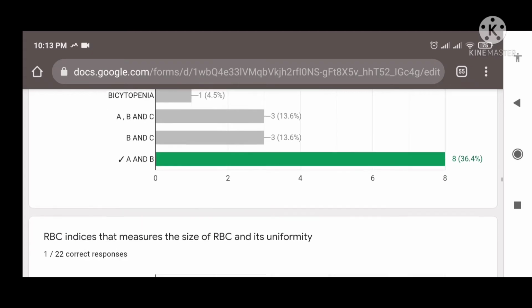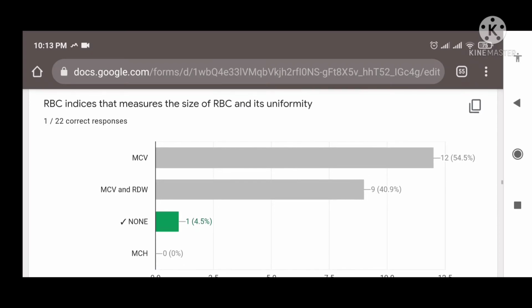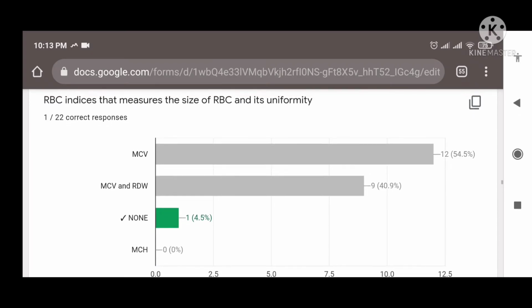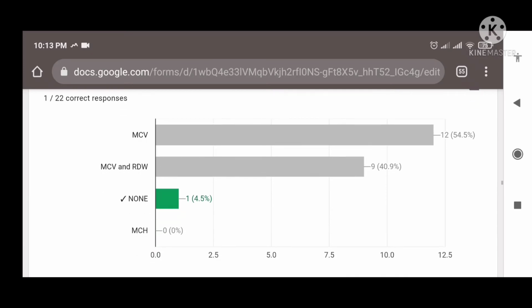Interpret the CBC: the right answer is A and B. Here the CBC is not visible. Next question: which RBC index measures the size of the RBC and its uniformity? The right answer is not in the options, but it is about the size of the RBC and uniformity. Tell me your right answer in the comment box, then I will answer this question.